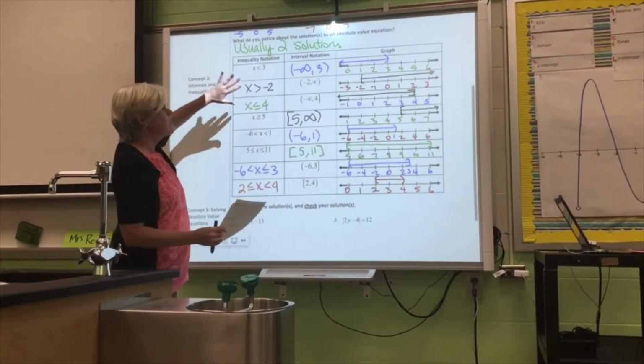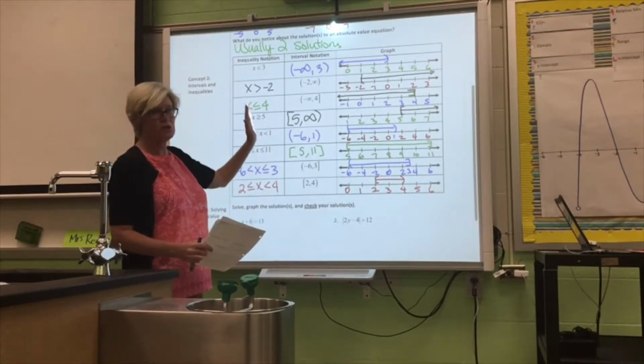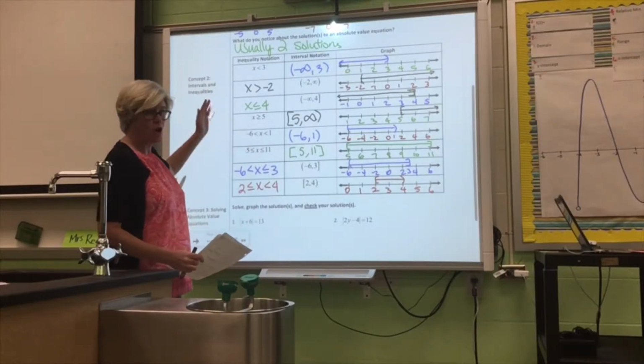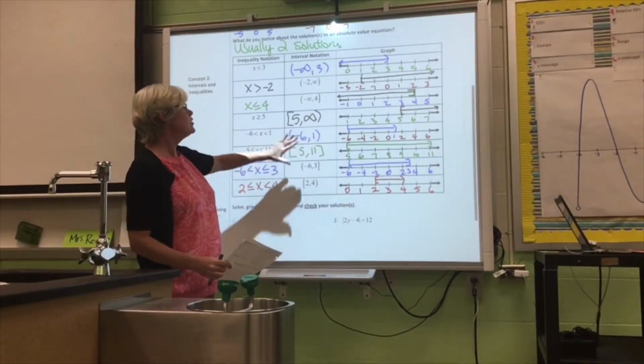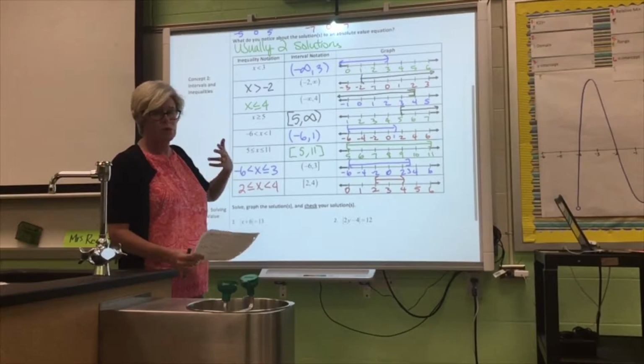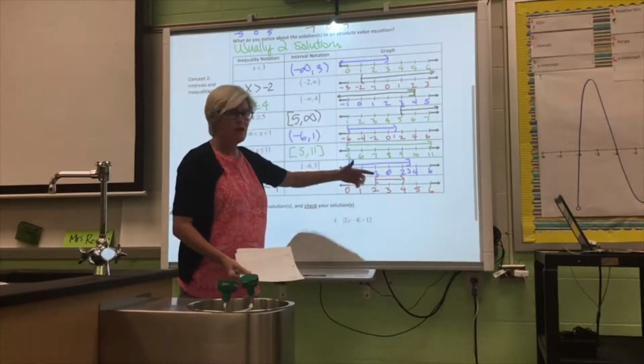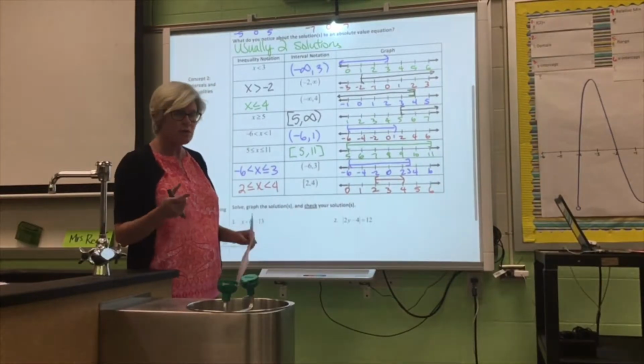So you need to be familiar with how to do interval notation already. Hopefully these are familiar to you. These are the ones that are newer. We're working with them this year, but they're newer. And then also how to graph using those parentheses and brackets, which we've practiced a little bit already.